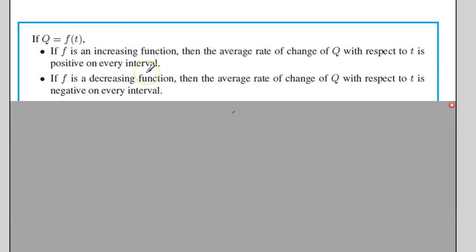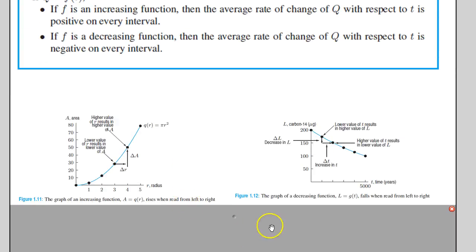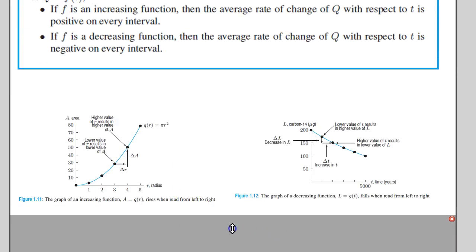So if f is a decreasing function, then the average rate of change of the function with respect to t is also negative on the interval. Now in this case, they talk about the entire function. So the entire function, over every interval, is increasing if the rate of change is positive, and the entire function is a decreasing function if the average rate of change over the interval is negative. And so here we have examples, and more nicely drawn examples in figure 1.11 and 1.12 as well.